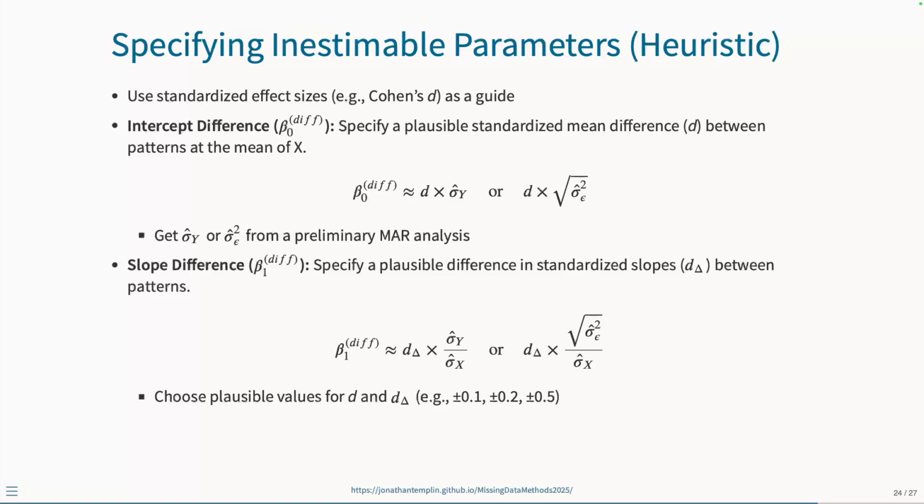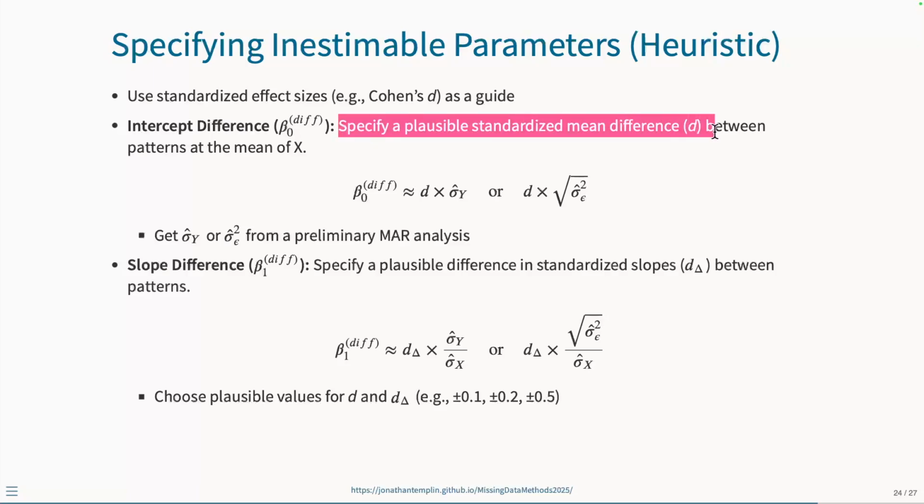So here, you could use standardized effect sizes as a guide potentially. You could talk about the intercept difference, right? So what you have to do is specify a plausible standardized mean difference. Now many of you may work with Dr. Aloe. I know he does standardized mean differences.